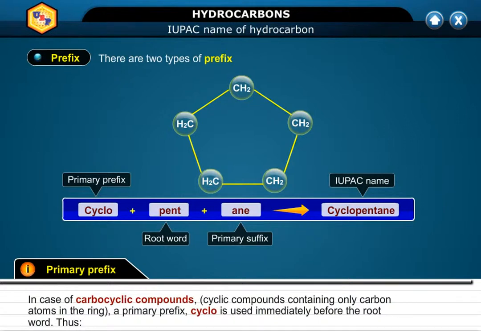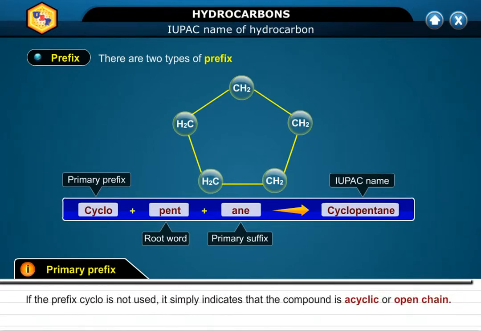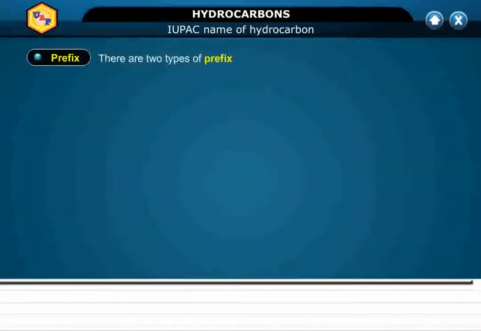Thus, cyclo, which is the primary prefix; pent, root word; ane, primary suffix. Cyclopentane, IUPAC name. If the prefix cyclo is not used, it simply indicates that the compound is acyclic or open chain.